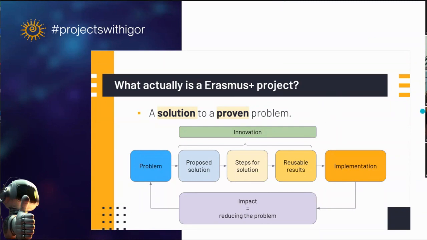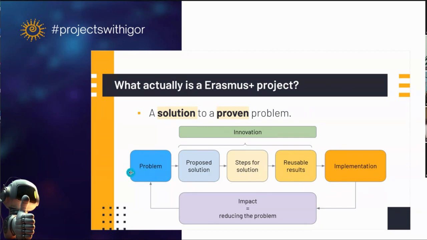Okay, so let's see. An Erasmus Plus project is a solution to a proven problem. Why? At the beginning, you will get a problem and you will propose a solution. And in the project, you will do the steps for this solution, and how you will build your reusable results and how you will implement it. So this is for Key Action 2.